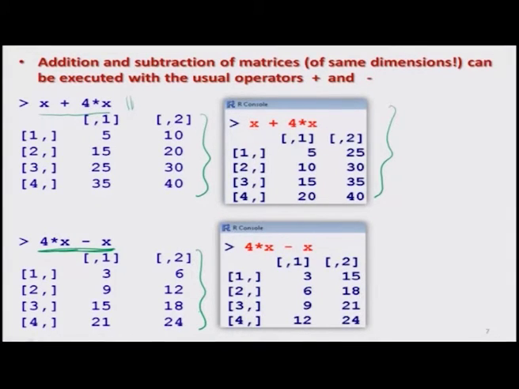And the same rule continues, for example, when we have more than 2 matrices. Suppose we have A plus B plus C and so on, the same rule continues. Even if I have a combination of addition and subtraction, something like A minus B plus C minus D minus E and so on, the same rule applies over here. Similarly, if I want A plus 2B minus 3C plus 4D and so on, the same rule applies. The only thing we have to keep in mind is that the orders of the matrices should be the same. So, let us try to do it over R console and see how we obtain it.